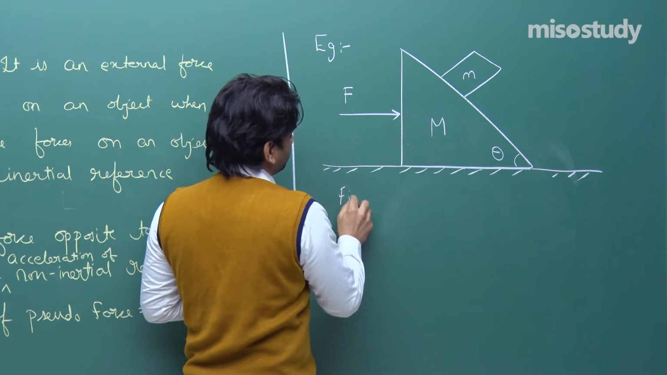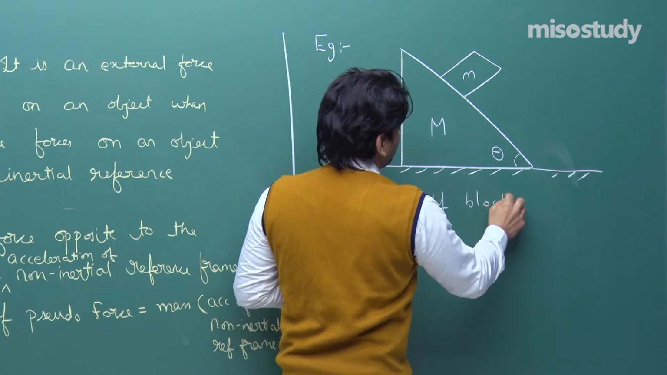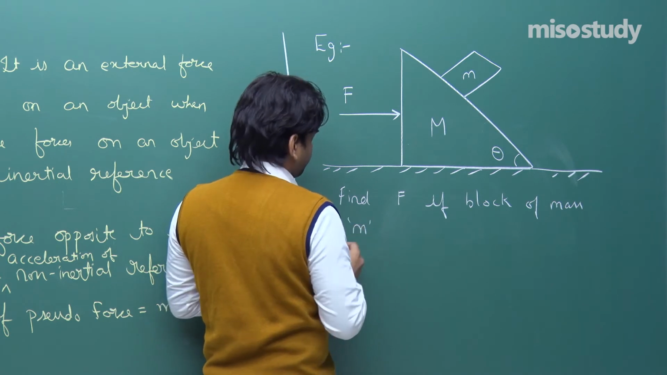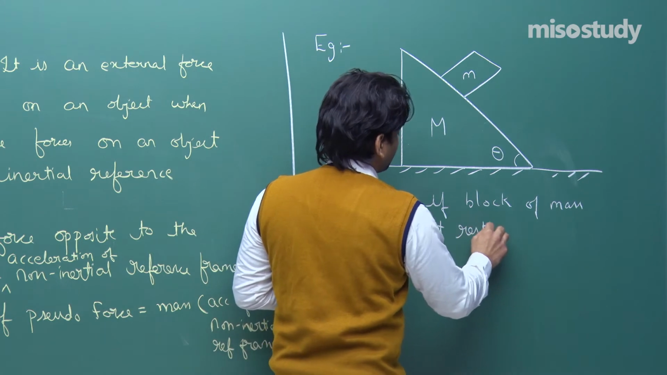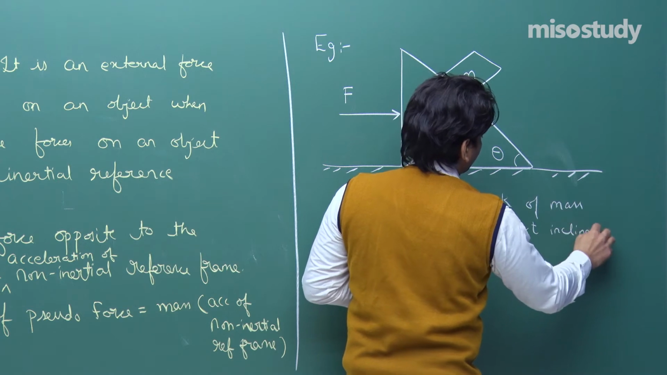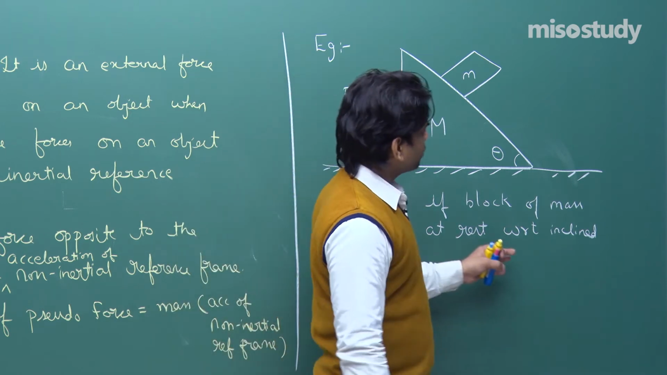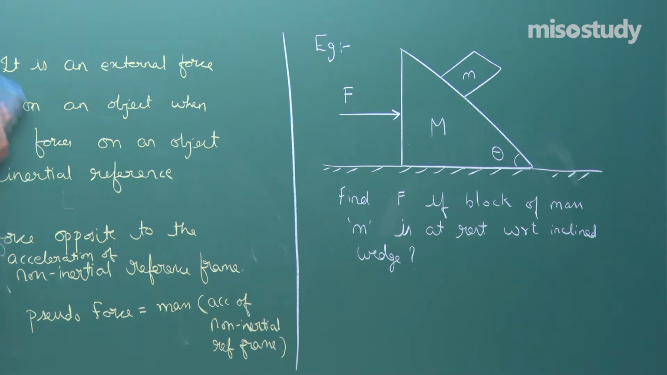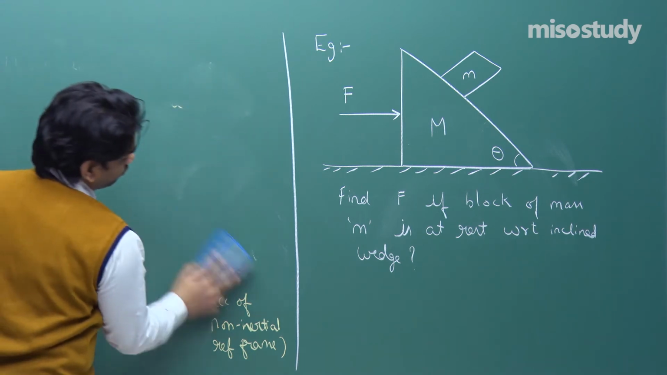Find F if the block of mass small m is at rest with respect to the inclined wedge. I want you all to take this down, I will start the solution here. Hope you have noted down the diagram of the question, and if you have not started the solution part, let's see how we are going to approach.